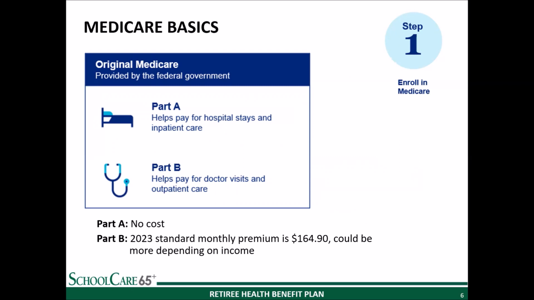When eligible, you first need to enroll in what is considered Original Medicare, made up of Parts A and B. Part A helps pay for hospital stays and inpatient care. Part B helps pay for doctor visits and outpatient care. Part A has no premium cost to the participant, and Part B's standard premium for 2023 is $164.90 per person per month. This could be higher due to your income.